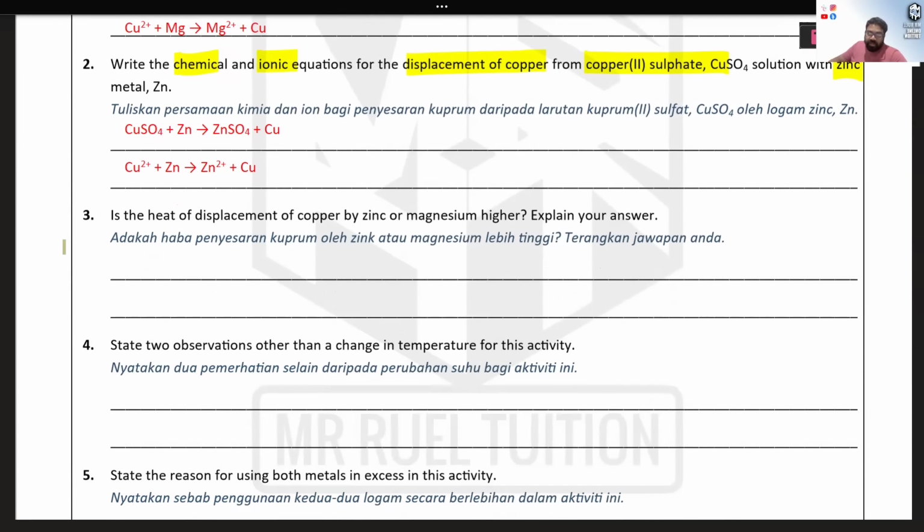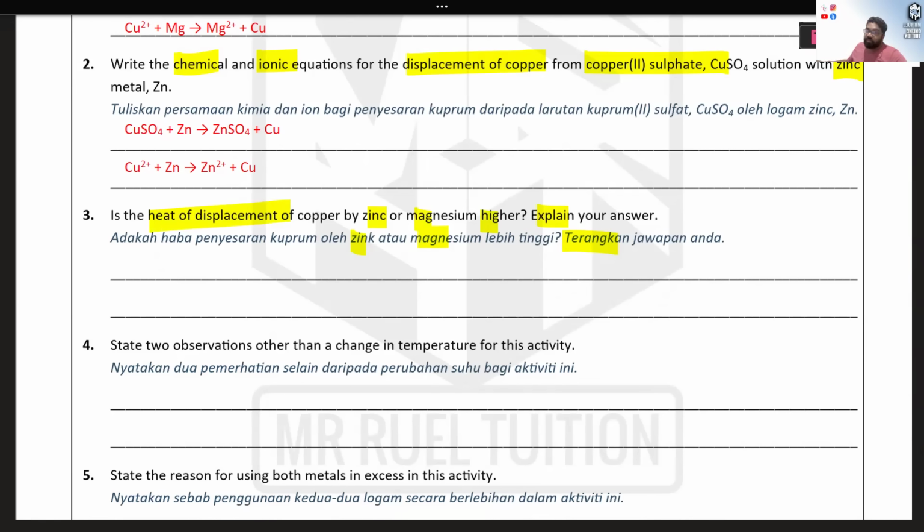Okay, now look at number 3. Is the heat of displacement of copper by zinc or magnesium higher? Which is higher? Explain. Zinc or magnesium? So, which will be higher? It depends on which is more electropositive, right? Okay, the more electropositive the metal, the higher the heat of displacement. So which is higher, zinc or magnesium?